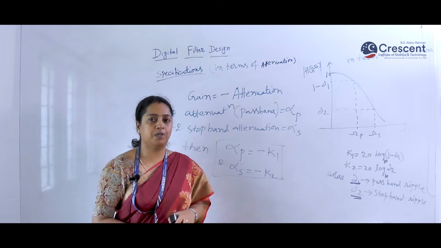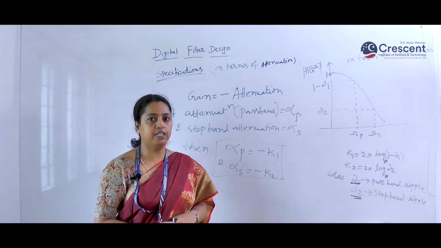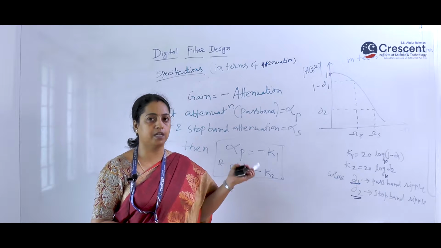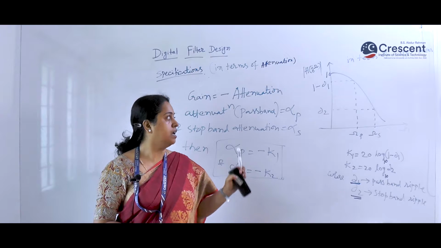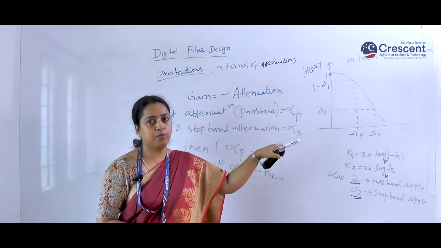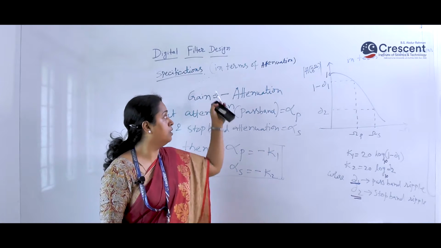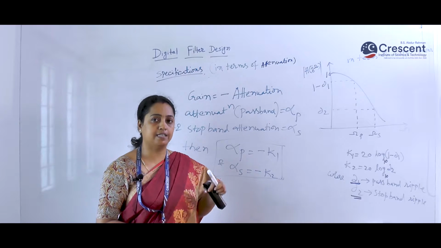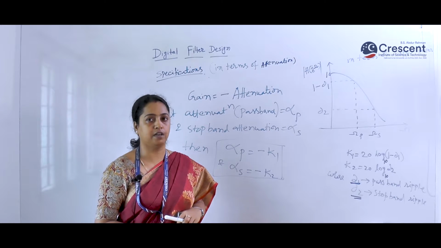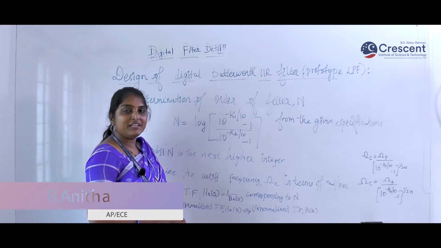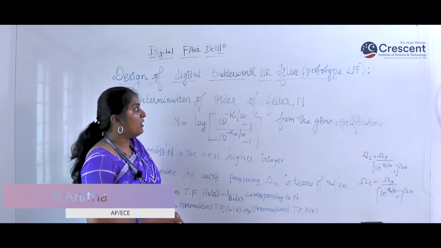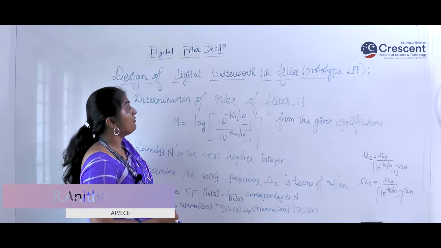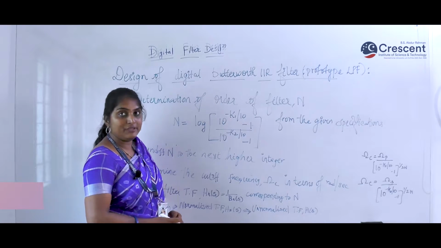So we have seen the specification of IIR filters, that is the Butterworth low pass filter, in terms of gain, in terms of ripple factor, as well as in terms of attenuation. Next we will be telling you the design steps for IIR filter design. So far we have seen the introduction of the Butterworth filter, and now we will move on to the design of the low pass digital Butterworth IIR filter.